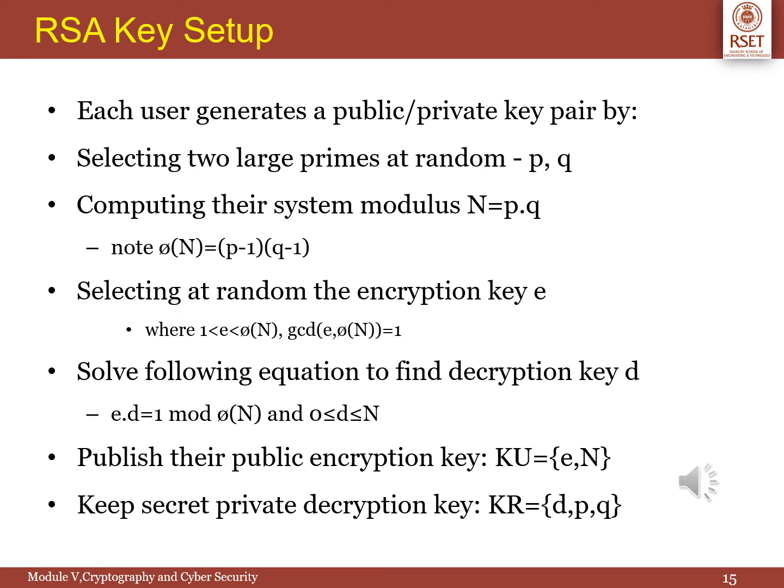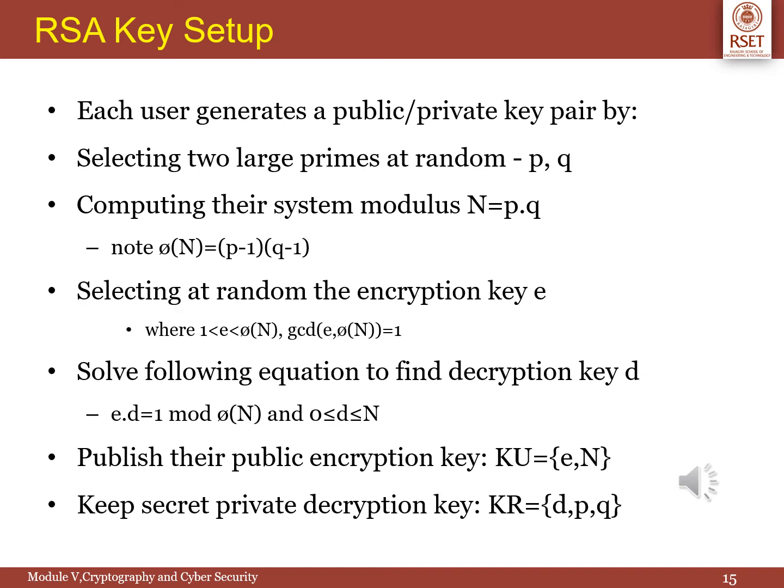After that, we are supposed to calculate phi of n, which is called the Euler totient function. We have already seen how to compute the Euler totient function, and as n is a product of two prime numbers, the Euler totient function of n could be written as p minus 1 into q minus 1. Now we are trying to find the encryption key, which is marked as E. E should lie between 1 and phi of n in such a way that GCD of E, comma phi of n should be equal to 1.